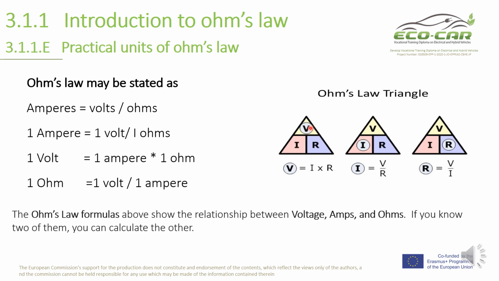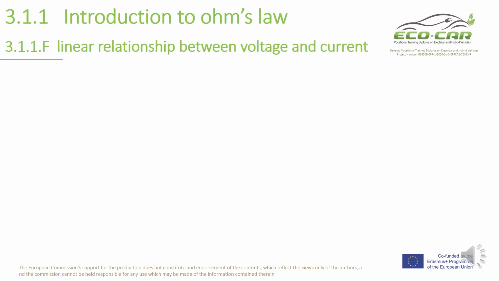See here, you have your voltage. If you want to know the voltage, you can get the voltage by multiplying current by resistance. If you want to calculate current, it is equal to the voltage divided by the resistance. If you want to know the resistance, it is equal to the voltage divided by the current.